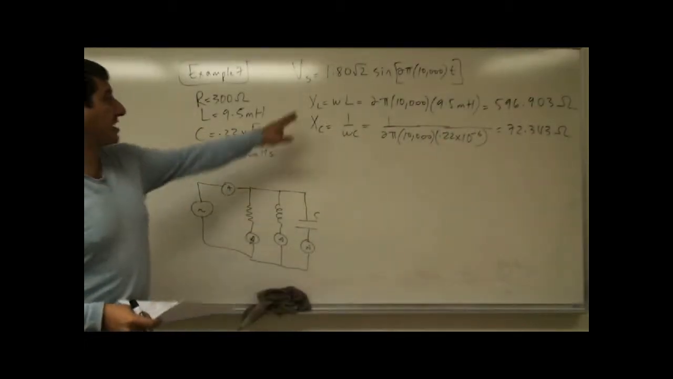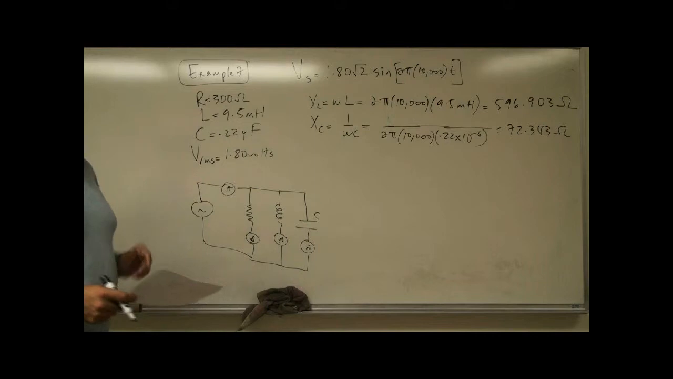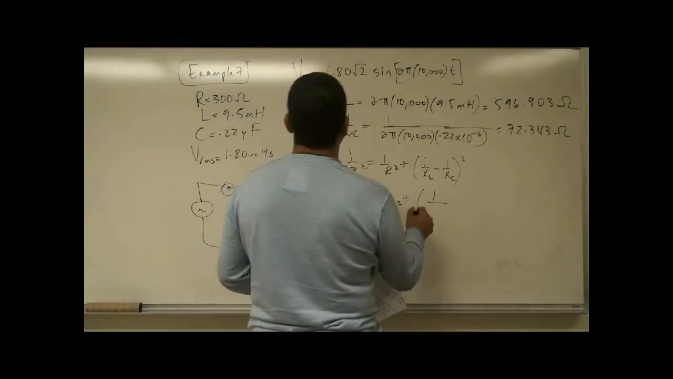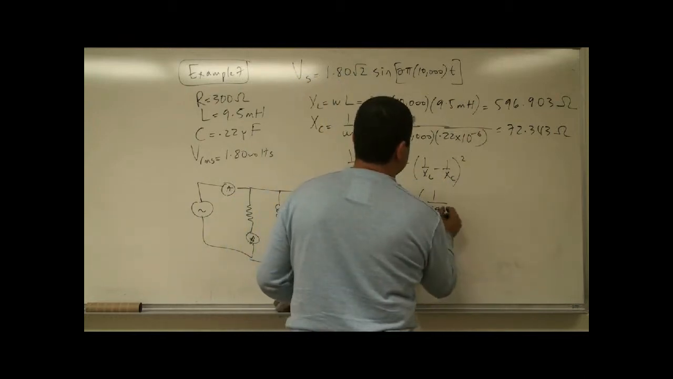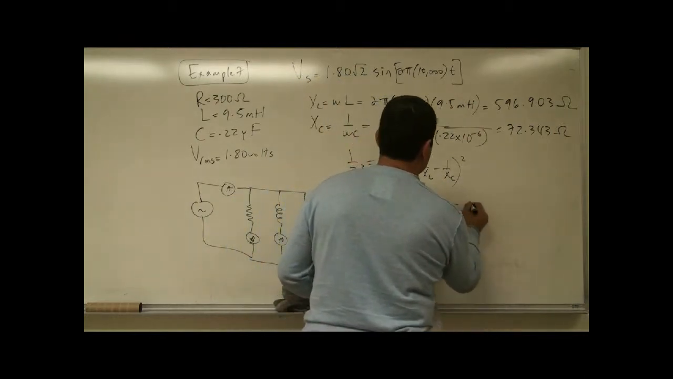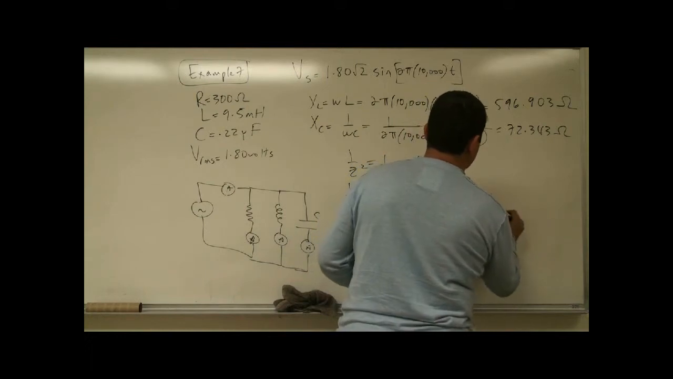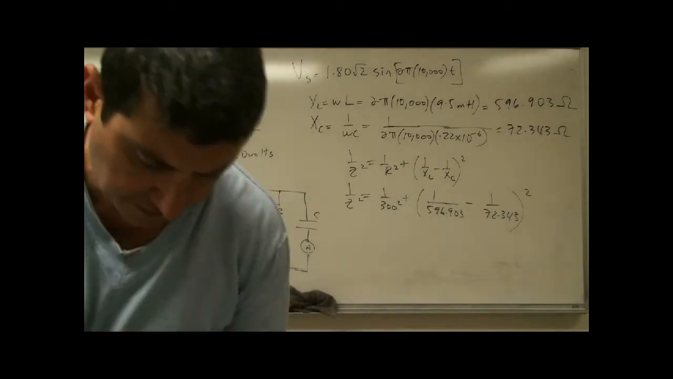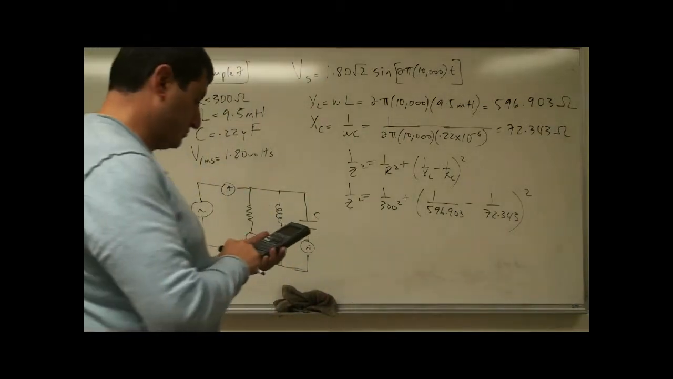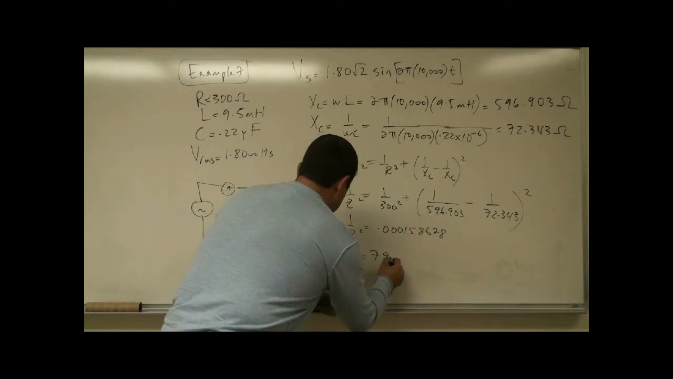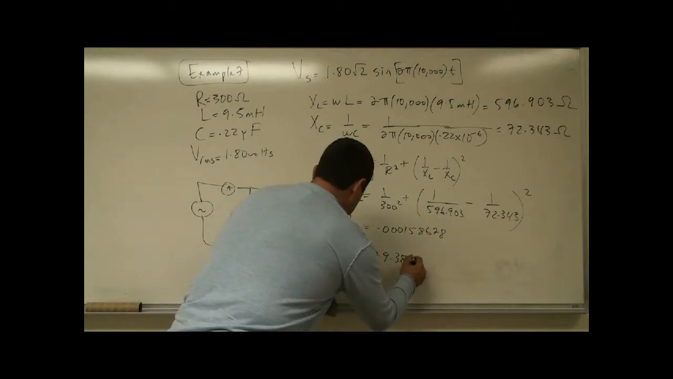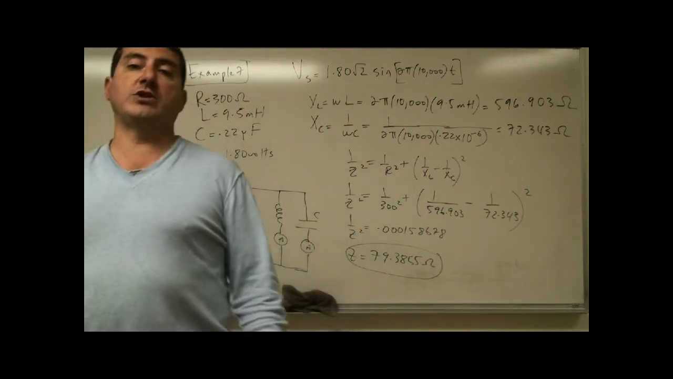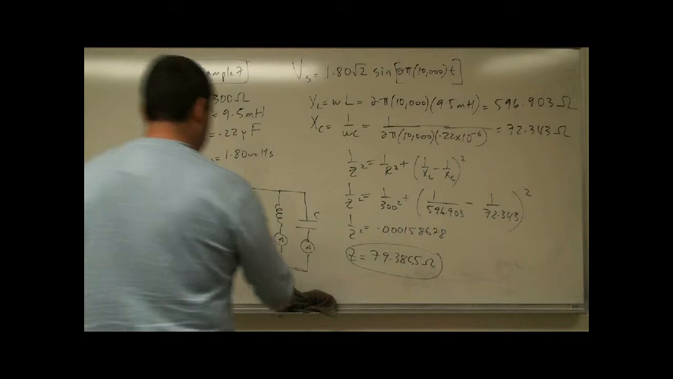Now, since we know the XL and the XC and we know the resistance, we can calculate the total impedance in the circuit. So 1 over Z squared, and that one is going to be 596.903 minus 1 over 72.343 squared. So we calculate this, and we get 79.3855 ohms.